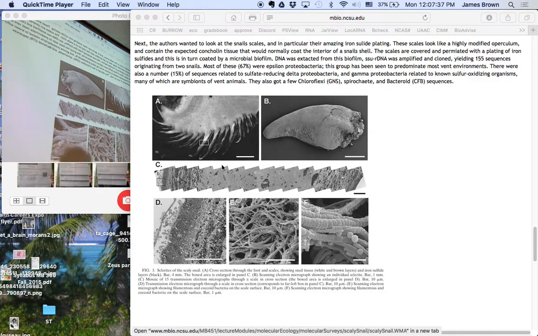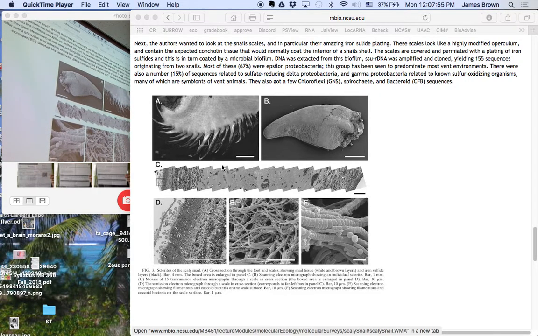Well, that's really cool. An autotrophic, nitrogen fixing snail. What about that armor plating? That's a little more complicated. So this is a cross-section of the animal. Here's the base of the foot, and here are some scales as you're slicing through them. And this is what one looks like picked off.